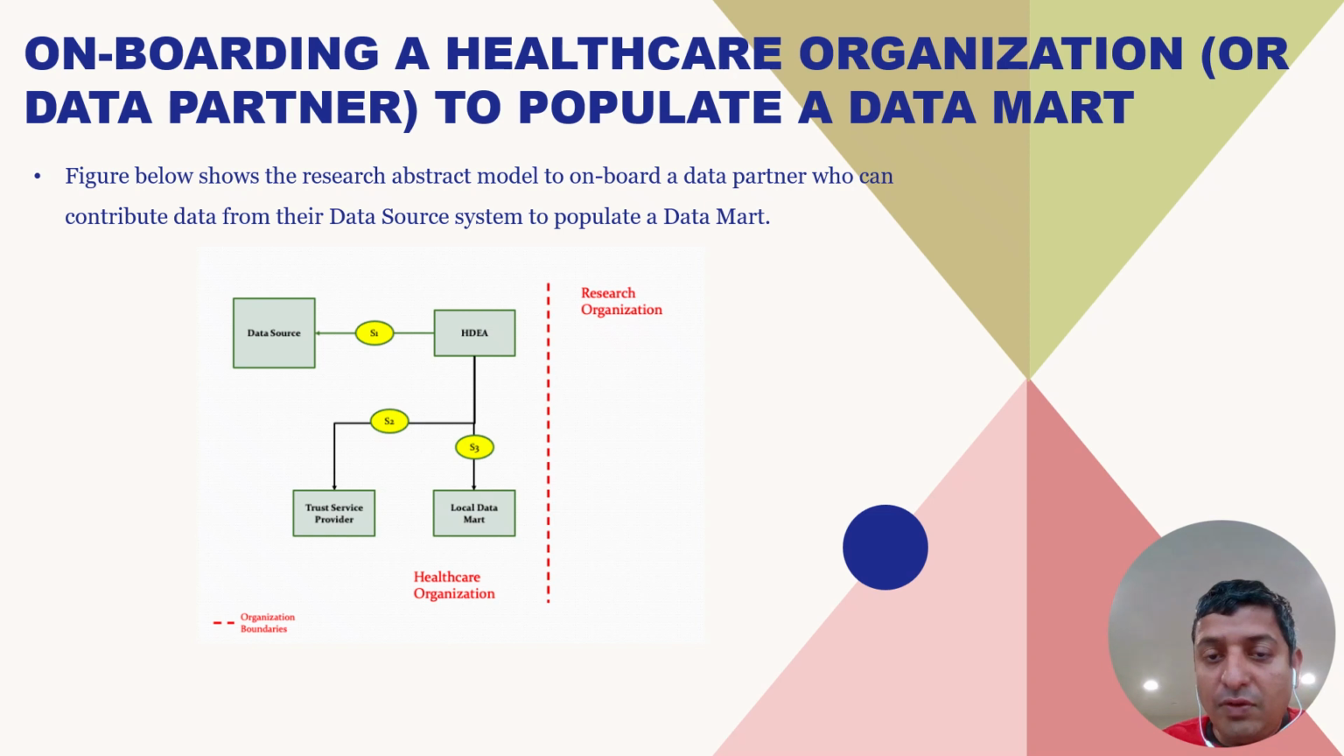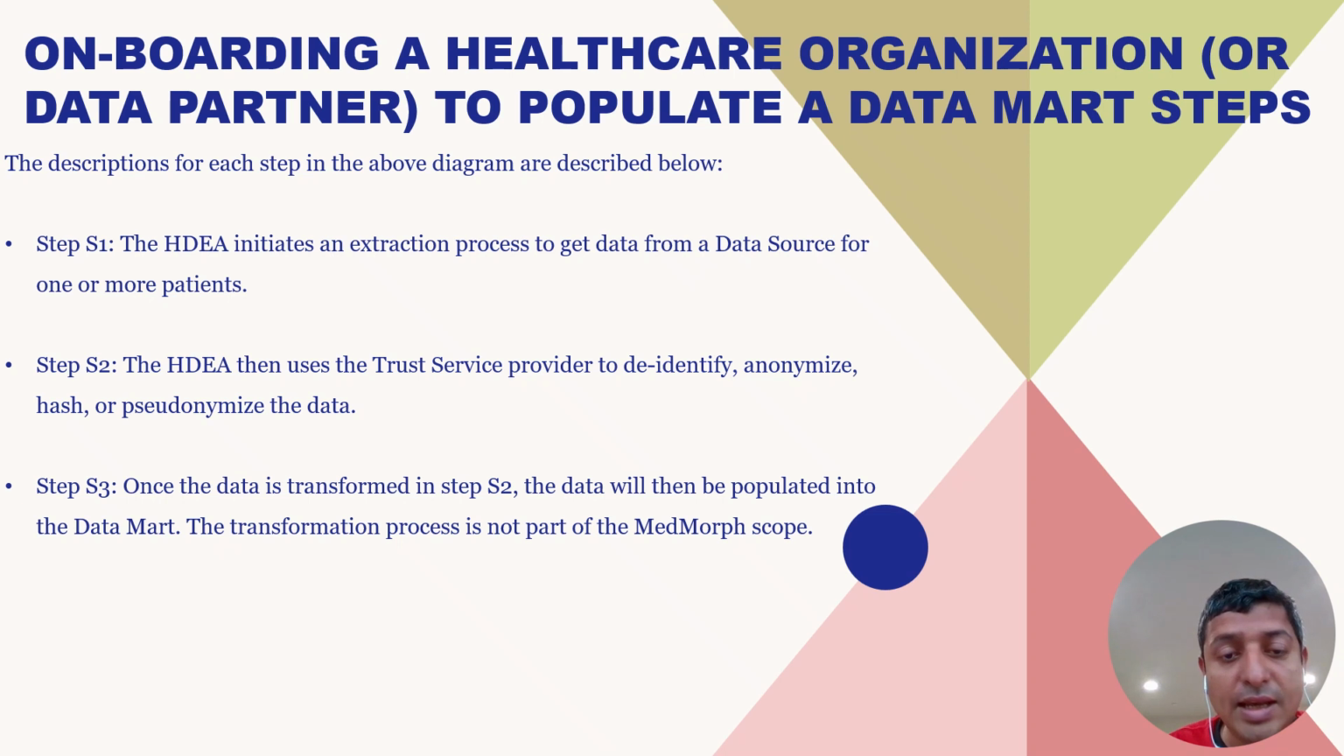Now, a couple of additional workflows are designed for data to be populated in a data mart. These are currently not being used for the purpose of FHIR Connectathon, but let's deep dive into it. The figure below shows the research abstract model to onboard a data partner who can contribute data from their data source system to populate a data mart. Talking about the steps, the SDA initiates an extraction process to get data from a data source for one or more patients. The SDA then uses the trust services provider to de-identify, anonymize, hash, or pseudonymize the data. Once the data is transformed in step S2, the data will then be populated into the data mart. The transformation process is not part of the MedMorph scope.